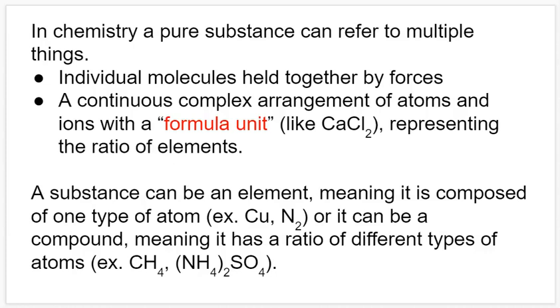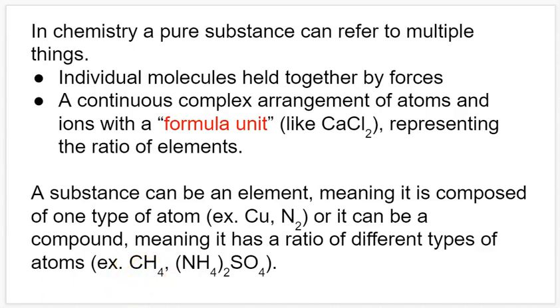So these substances can be either elements, meaning they are composed of just one type of atom, like copper or nitrogen, or they can be a compound that has a ratio of different types of elements. So a good example here is methane. It's a combination of carbon and hydrogen that are in a ratio of 1 to 4.